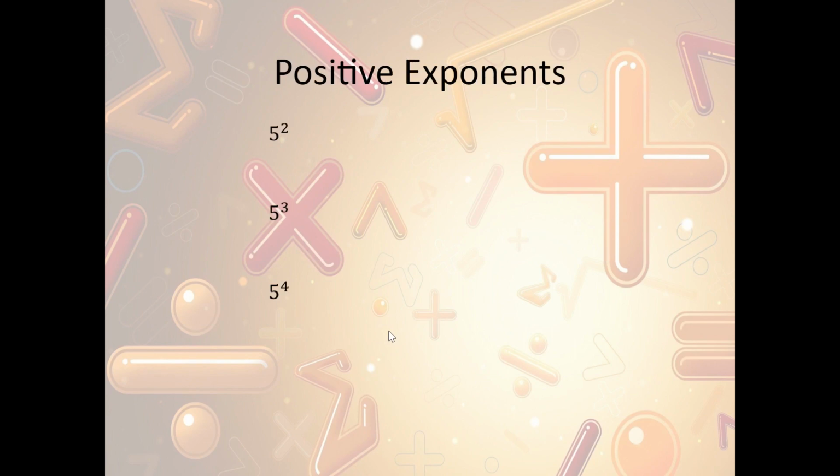Now let's talk about positive exponents. So positive exponents mean that the number above here, the number of times we're going to multiply it times itself, is a positive number. So we have 5 squared. Well, that means that we're multiplying 5 times 5, which in this case is 25. Then we have 5 to the third power, which is 5 times 5 times 5, which is 125. And then 5 to the fourth power is 5 times 5 times 5 times 5, which is 625.